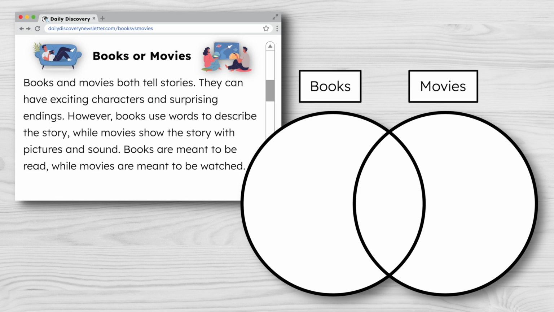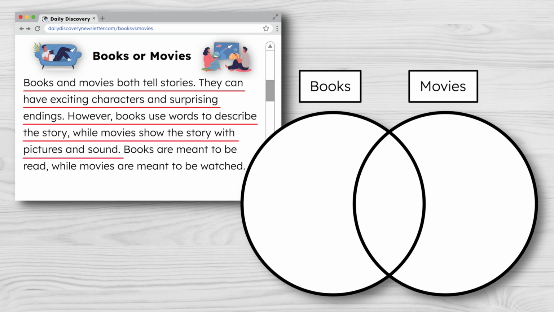Let's look at another example of this text structure. This article is called Books or Movies. Books and movies both tell stories. They can have exciting characters and surprise endings. However, books use words to describe the story, while movies show the story with pictures and sound. Books are meant to be read, while movies are meant to be watched.